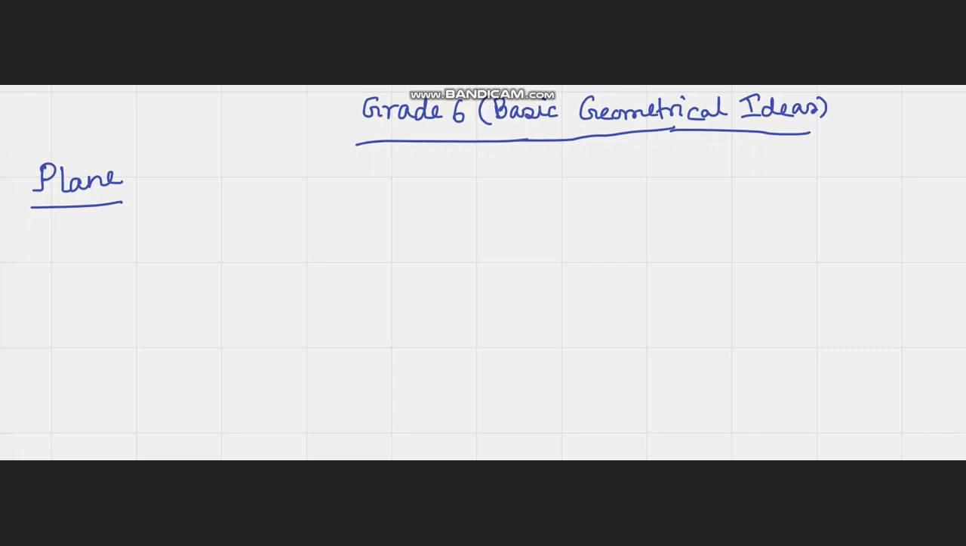Hello students, today we are going to discuss some basic geometrical ideas. So let us start with different terminology. Let us come to the first term, that is plane. Let us see what we mean by plane. Let me write the definition first, then I will explain the concept.